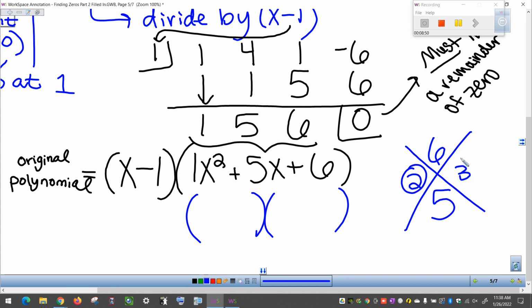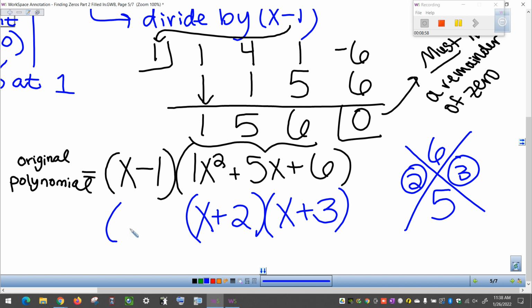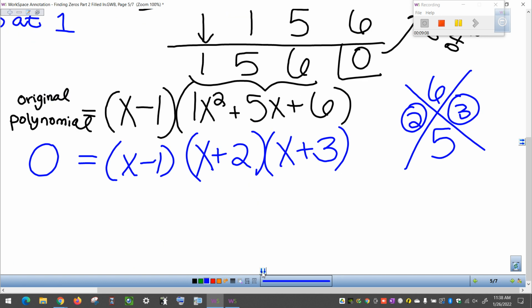Perfect. And so let's go ahead and fill in these parentheses here. x plus 2, x plus 3. Technically, we still have this x minus 1 at the very front. And we're going to say that that whole thing is equal to 0, which is what we're always looking for and thinking about when we're finding zeros.